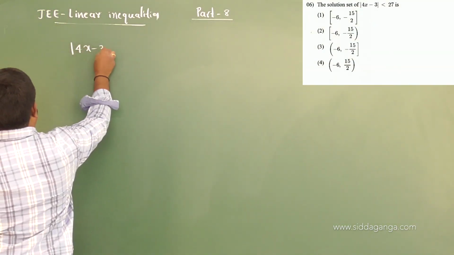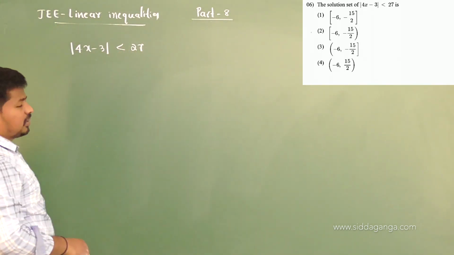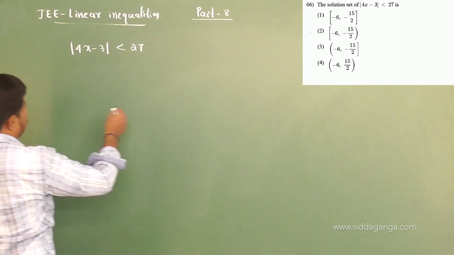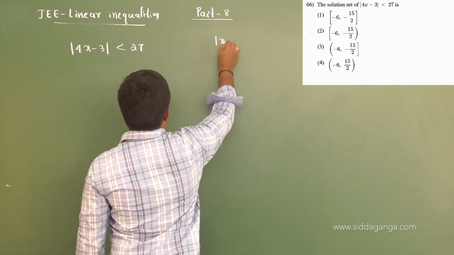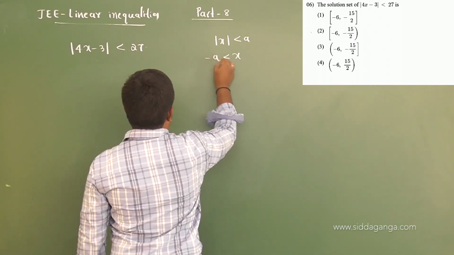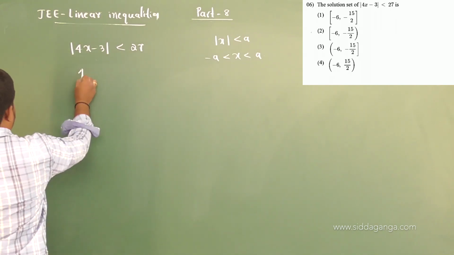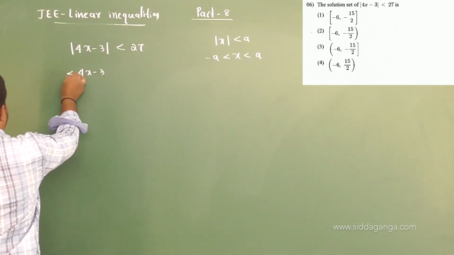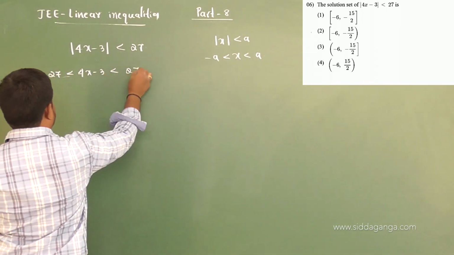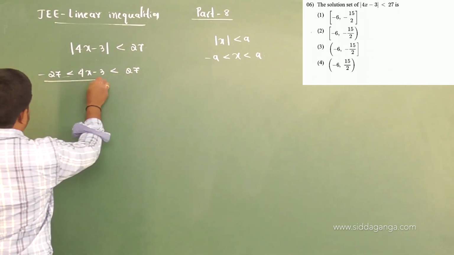4x minus 3 less than 27. Same, using the result mod x less than a. So for a positive constant a, if mod x less than a, then x lies between minus a to plus a, right? So using this result, 4x minus 3 lies between minus 27 and plus 27. A is 27 here. So let me solve these two first.